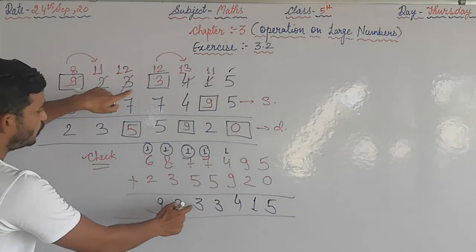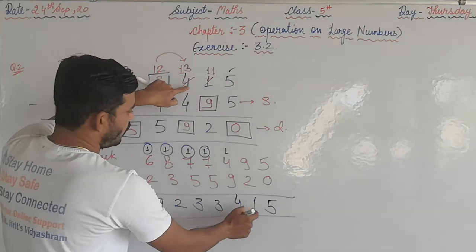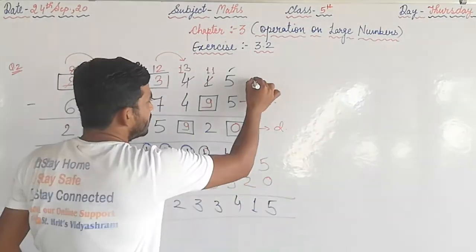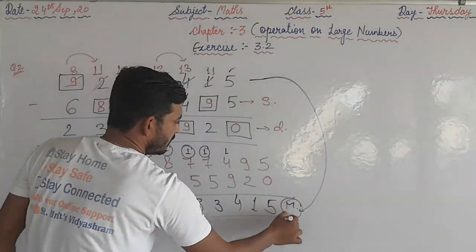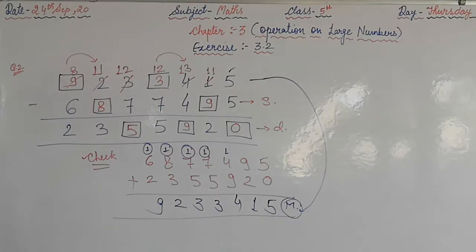9, 2, 3, 3, 4, 1, 5. Here the result of the subtraction and the addition are both the same. That means our subtraction is the right one.